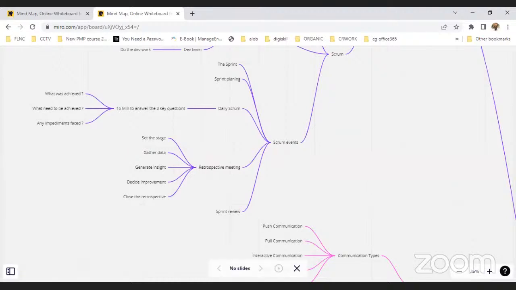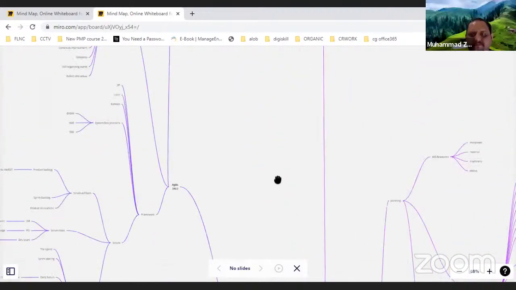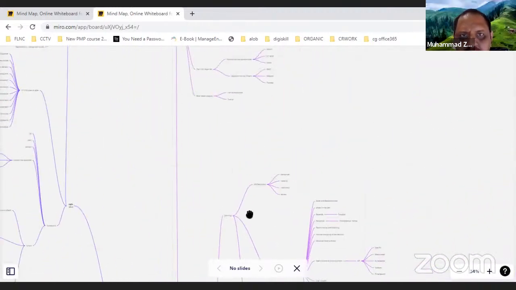Quickly, can you go up to the right to cover the risk? Risk, okay. Yeah, go ahead.